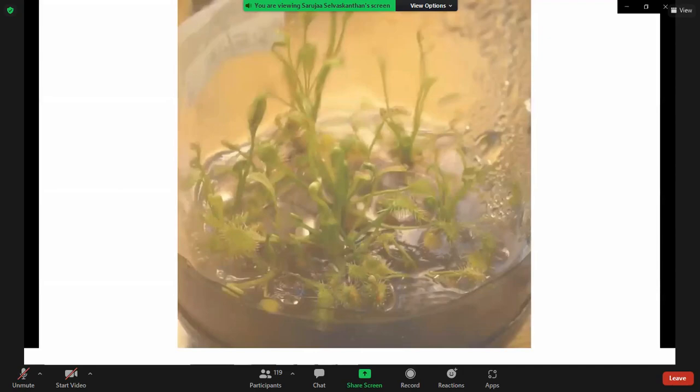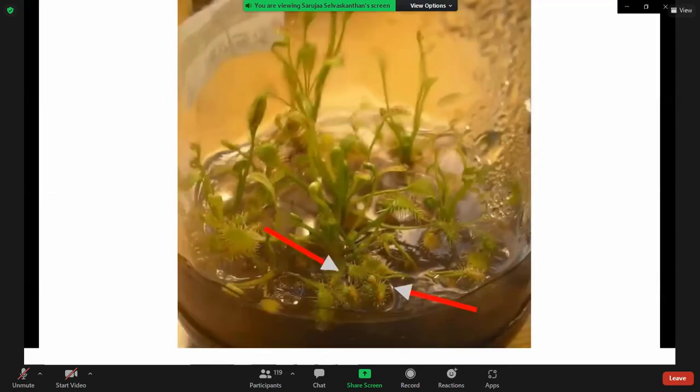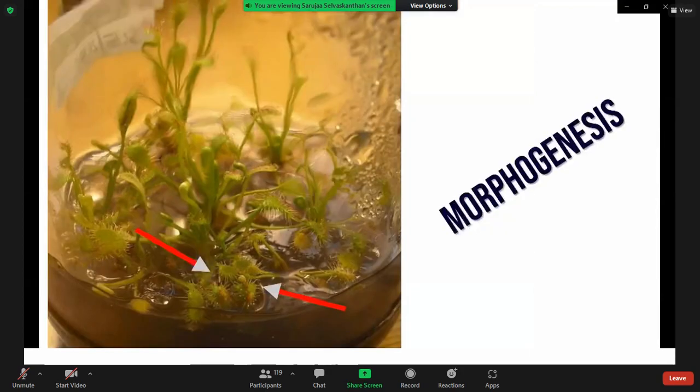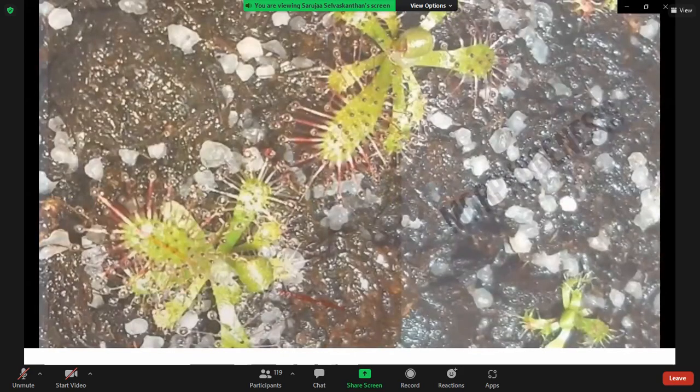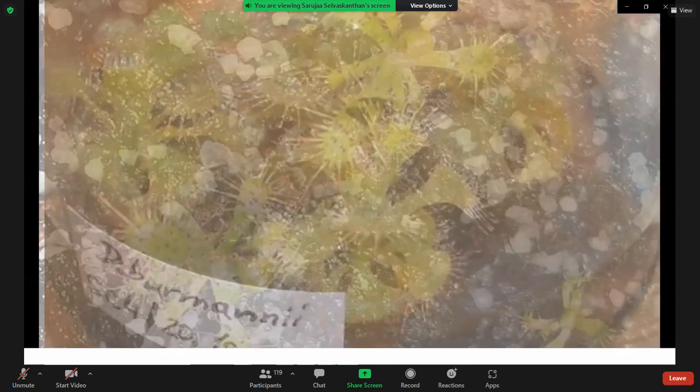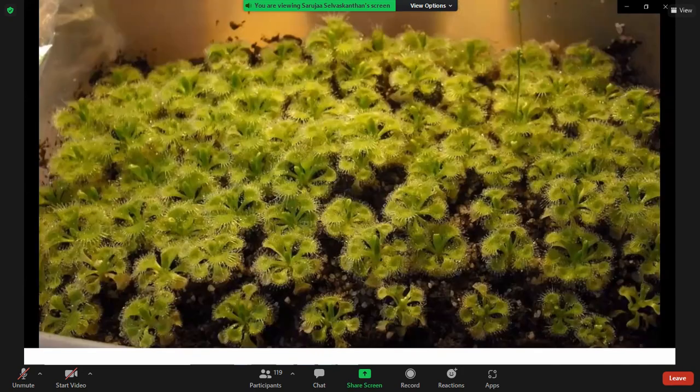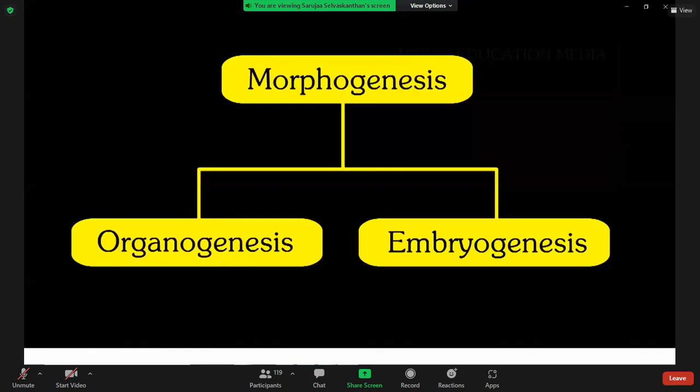The formation of new organs from the callus under the influence of auxin and cytokinin is called morphogenesis. Roots and shoots are differentiated from the callus. Such embryos are called somatic embryos, which results in the formation of a young plantlet. There are two types of morphogenesis: organogenesis and embryogenesis.